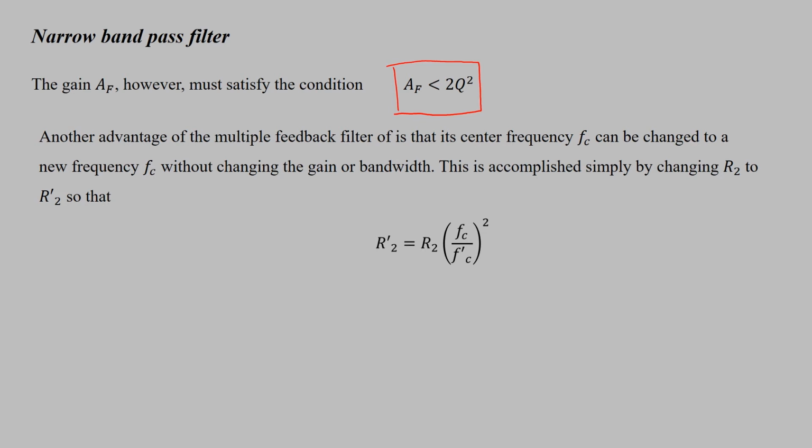Another advantage of this multiple feedback filter is that its center frequency can be changed to a new frequency without changing the gain or bandwidth. This is simply accomplished by changing R2 to R2 dash, where R2 dash can be written as R2 over FC by F dash C, whole squared, where F dash C is the new center frequency and FC is the original center frequency.